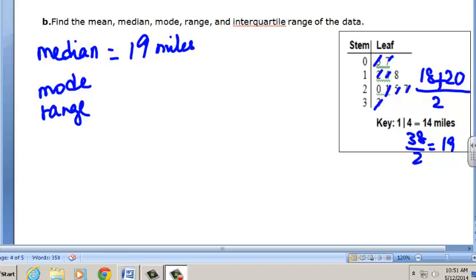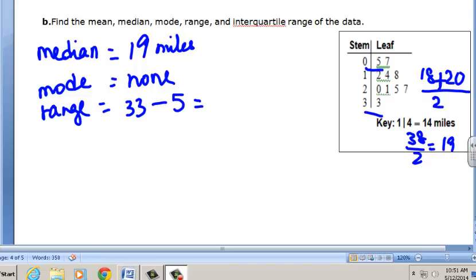Mode, which one repeated the most? I don't see any number that has been repeated more than once, so there is no mode, none. What's the range? The maximum is 33, the minimum is 5, so 33 minus 5, which is 28. So that's the range.